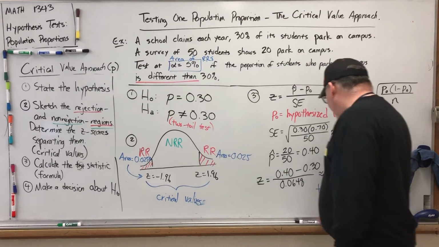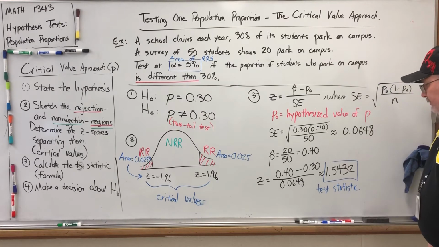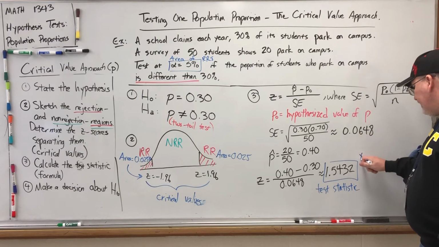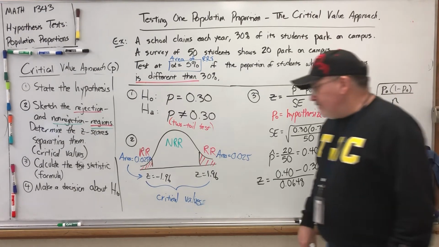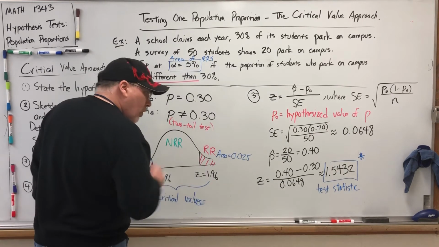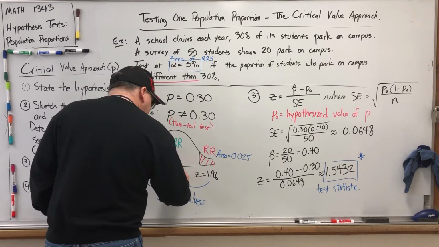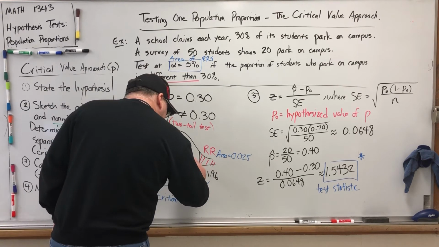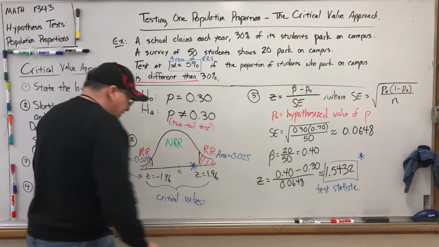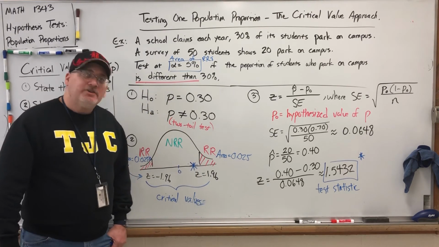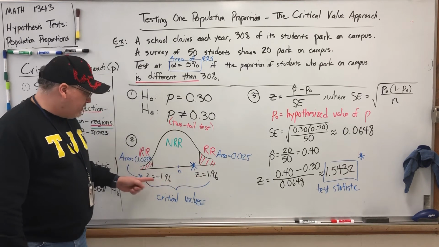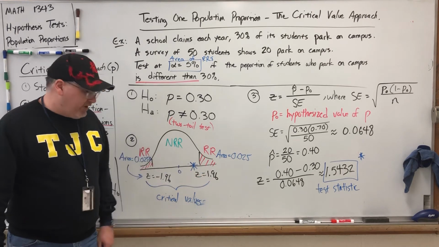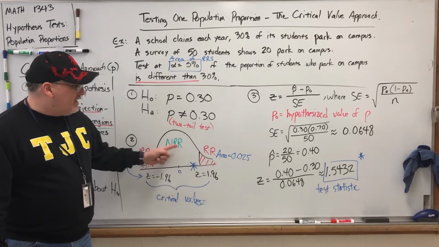Now, how do you make this decision? This is where everything comes together. Your decision is made based on where your test statistic, which I'm going to put an asterisk here, lands relative to your critical values. 1.5432 is to the right of 0, but not quite to 1.96. So I'm going to put that asterisk here. Now, is it precisely there? Probably not. But relative to this critical value and this critical value, it is in the correct place. It's positive, but it's not quite as large as 1.96, so it would land right about here in the non-rejection region.